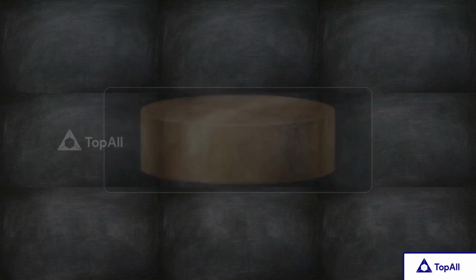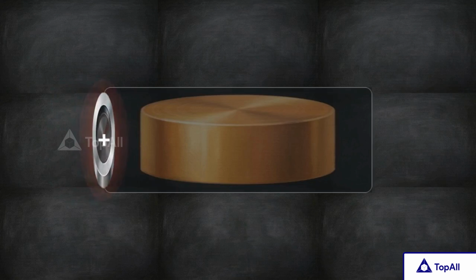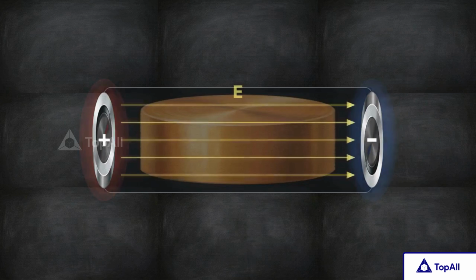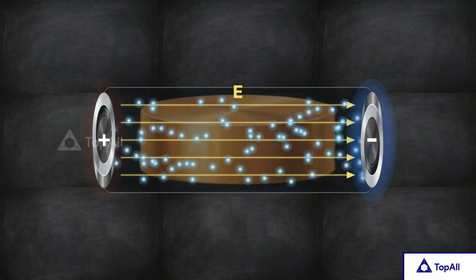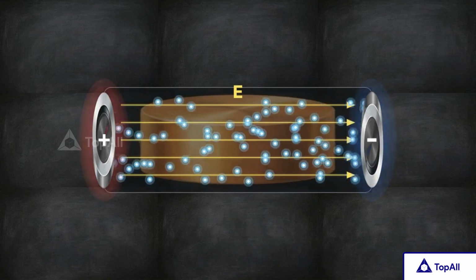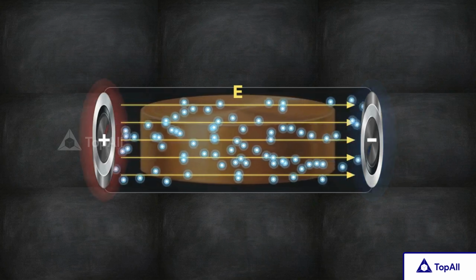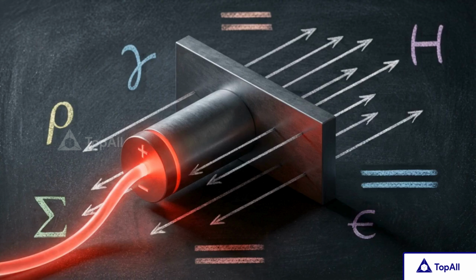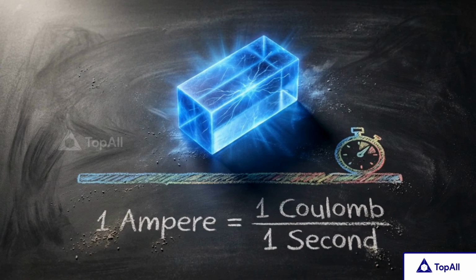To create a directional flow, imagine attaching a positively charged disk to one end of a metallic cylinder and a negatively charged disk to the other. These create an electric field through the cylinder, forcing free electrons to drift toward the positive end. If we continuously replenish the charges on the disks, we maintain a steady, forward-drifting net flow. We measure this flow in amperes. An ampere is defined as 1 coulomb of charge passing through the area per second.